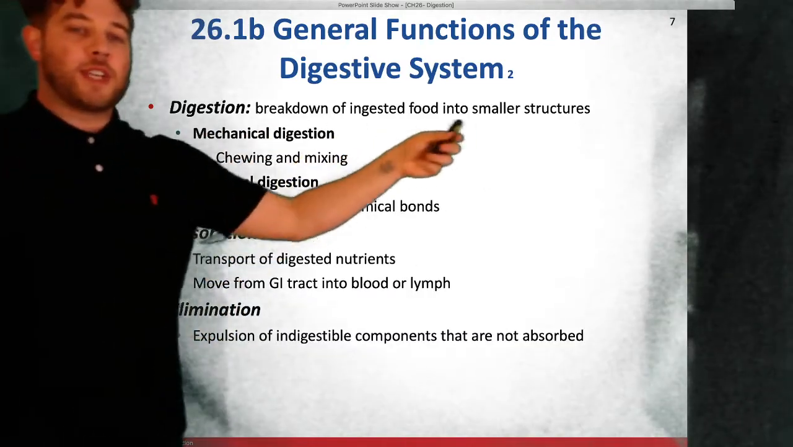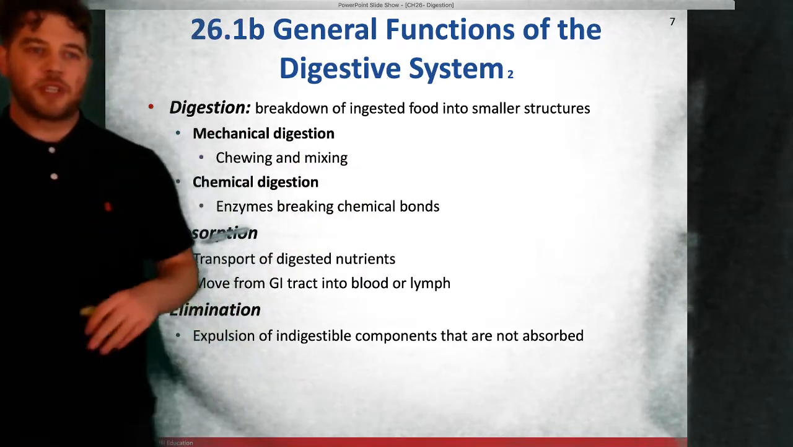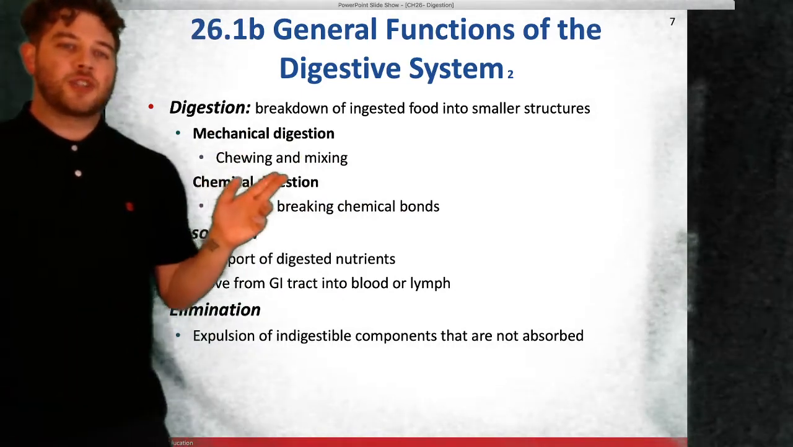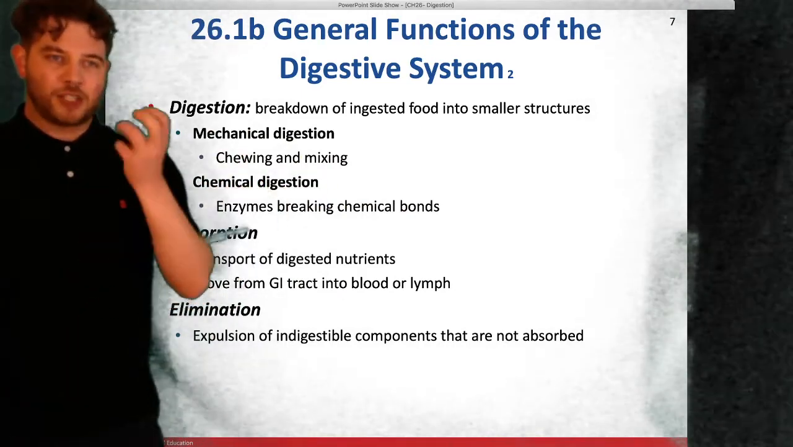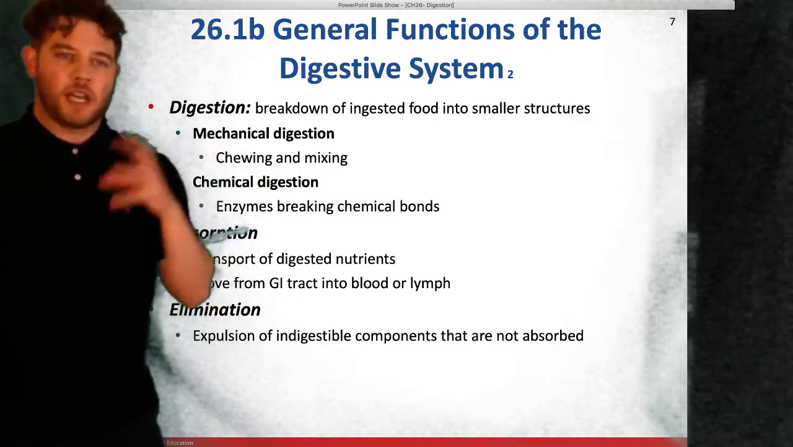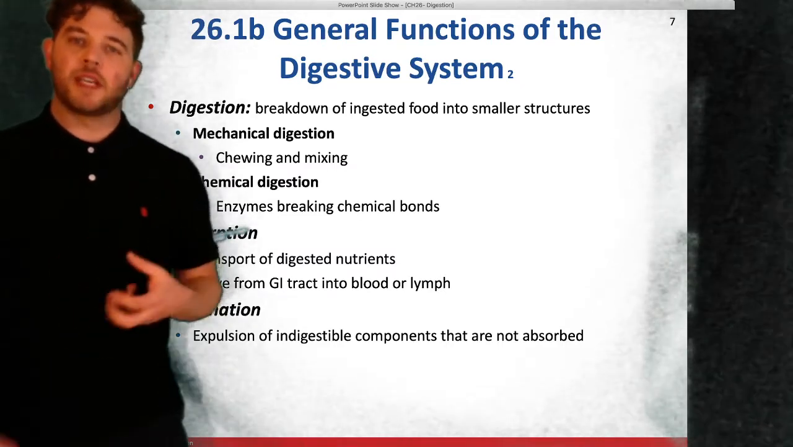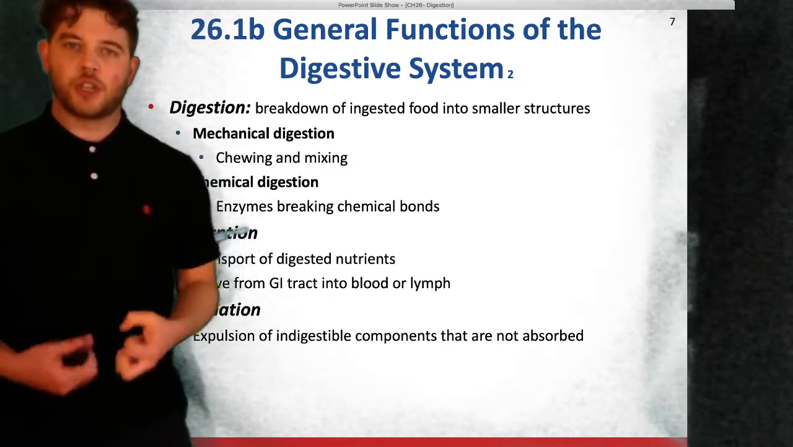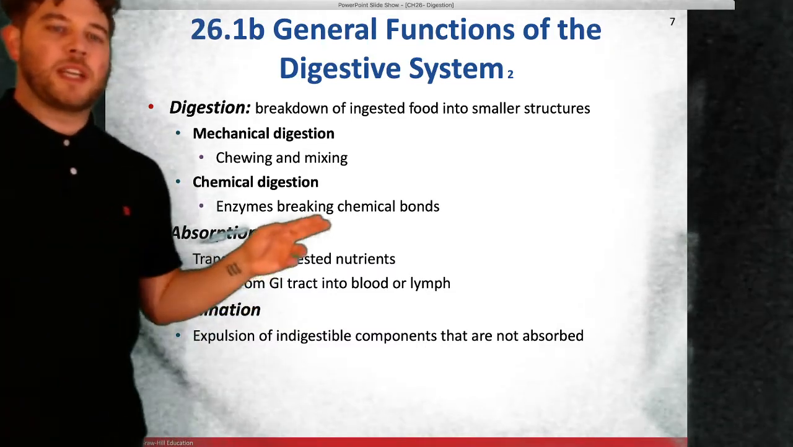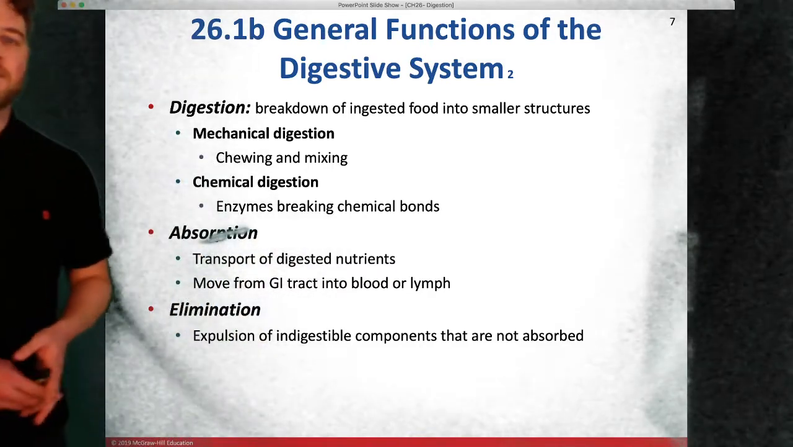Digestion is the breakdown of ingested food into smaller structures. It starts in the oral cavity, and it pretty much continues all the way through to the small intestine. You have mechanical digestion, chewing and mixing. Actually chewing with your mouth and your teeth is called mastication. That helps to mix things up, and your tongue aids in mixing as well. Even as you go into your stomach, it churns, and your gut churns and mixes up food. Then there's chemical digestion, with enzymes breaking chemical bonds: amylases, lipases, nucleases, proteases, those are the main ones.